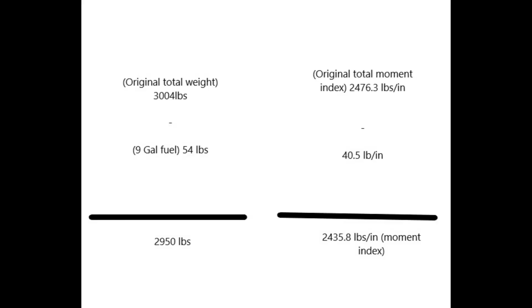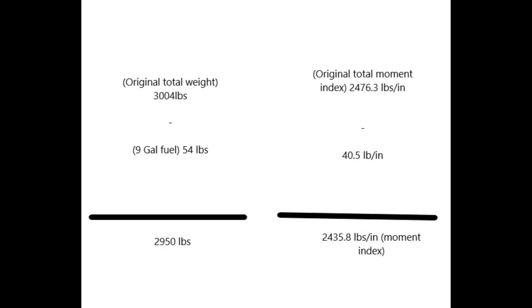So our original totals were 3,004 pounds and a moment index of 2,476.3 pound-inches. So let's try taking that weight out of our fuel and see what happens. But before we do, make sure that you take into account everything that goes along with reducing your fuel in real-world scenarios. This explanation isn't going to cover those considerations. This is just an example to get you through the math on paper.